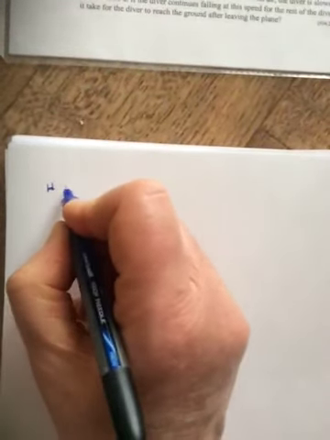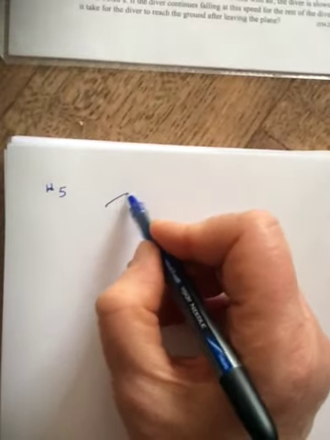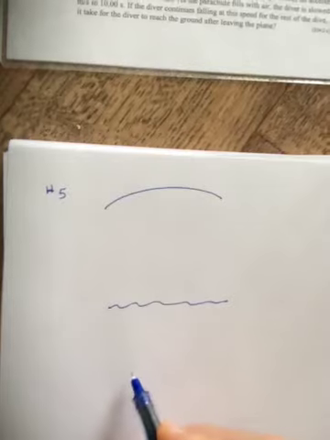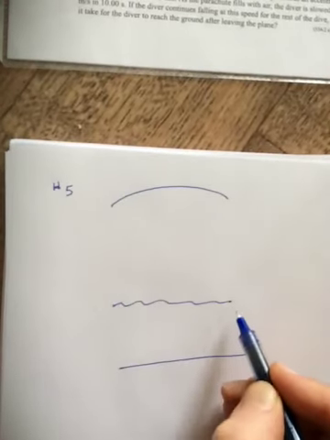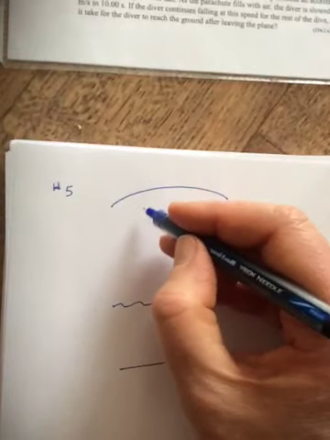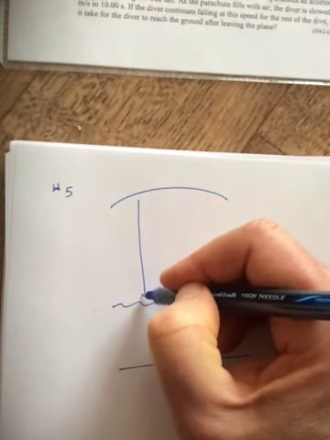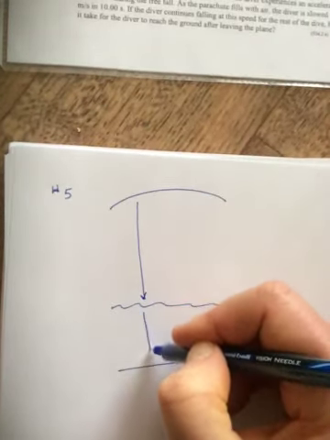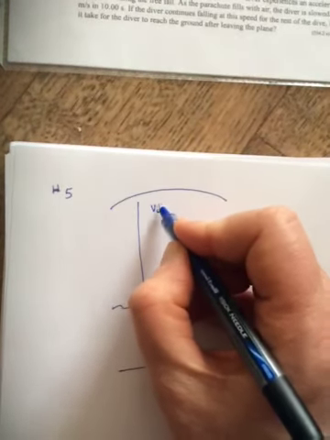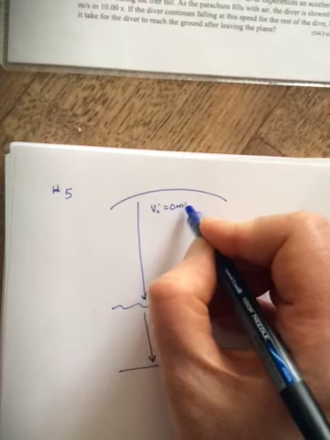Okay, so here's the bridge, here's the water, and then here's the bottom. And so the two parts are really, well, it falls through the air, and then as it hits the water. So it says a rock is dropped, which means VI is 0.